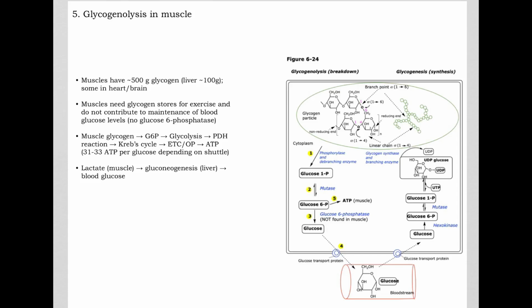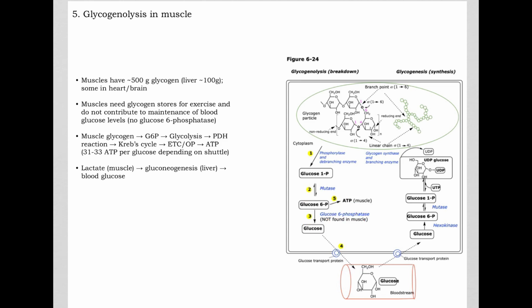So just to summarize, in the liver, glycogen is broken down to glucose, which is exported out of the liver cell. In the muscle, this does not happen because muscles do not have glucose 6-phosphatase. Instead, the glycogen is broken down to glucose 6-phosphate, especially during exercise. And then this glucose 6-phosphate is used to produce energy for the muscle cells.